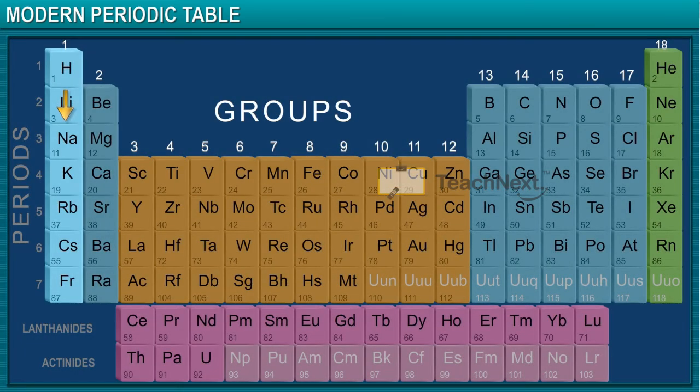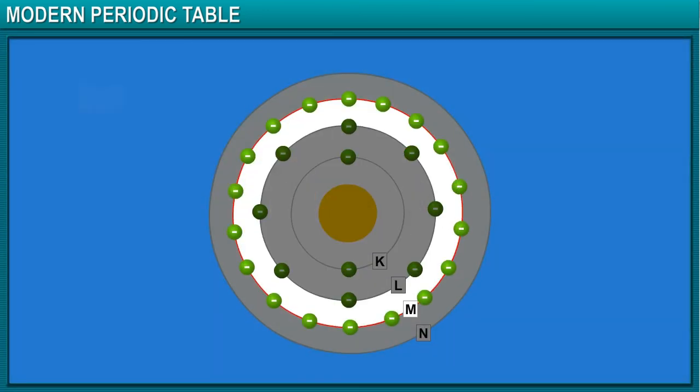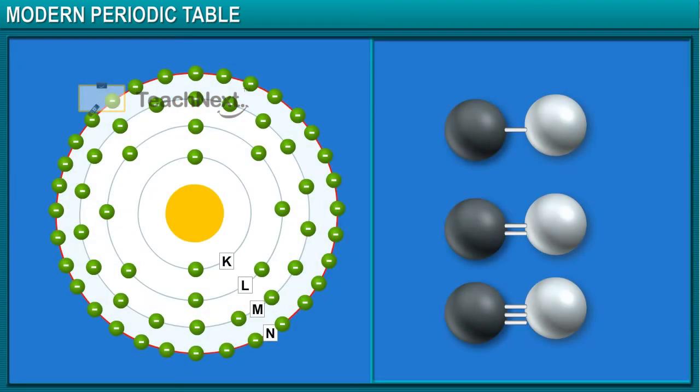If you begin with group 1, the position of an element in the periodic table tells us about the chemical reactivity. The elements present in the same group will have similar properties as they have the same number of valence electrons. Valence electrons determine the kind and number of bonds formed by the element.